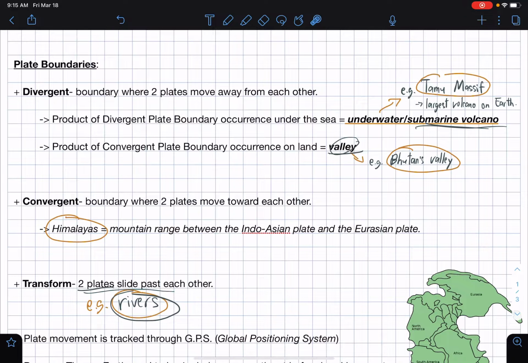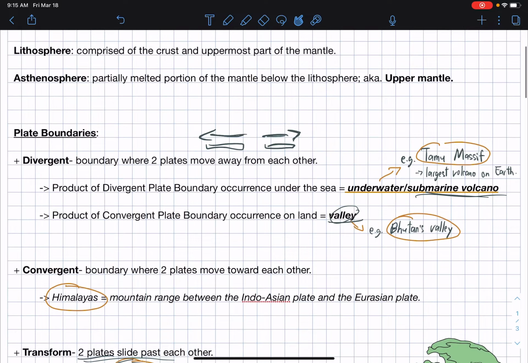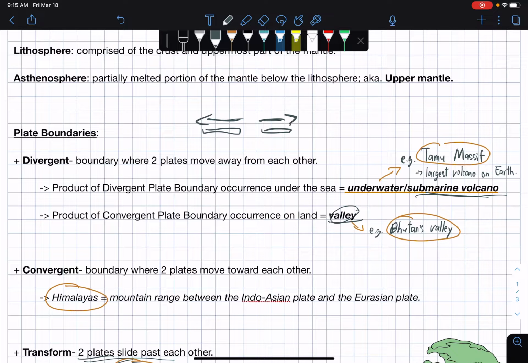For the divergent plate boundary, it's the boundary where two plates move away from each other. So the motion is this way. So imagine that this is a plate and this is another plate. Whether it's an oceanic crust or a continental crust, the motion is that these two plates move away from each other. Hence, when the divergent plate boundary happens underwater, we form a submarine volcano.